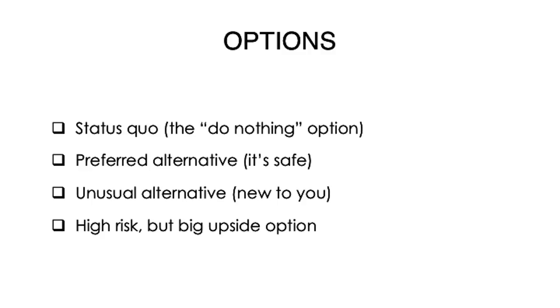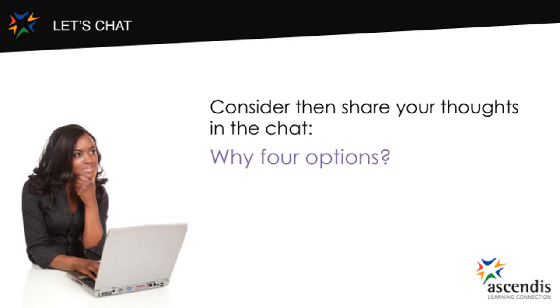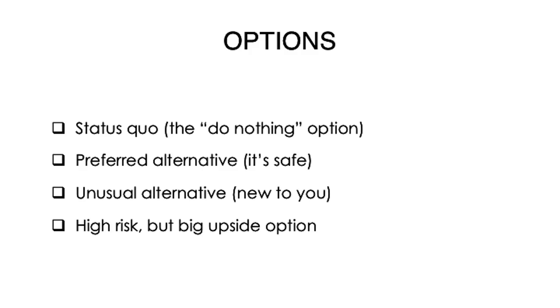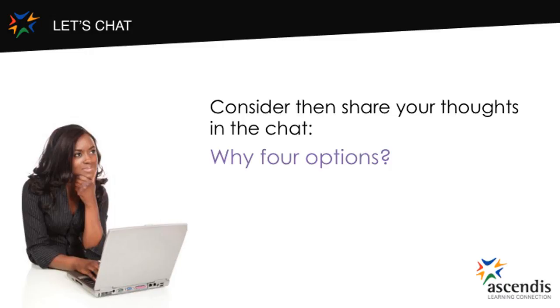So when we get to this piece, first of all, I'd like to get your point of view. I've given you four options, so I'll go back to it: status quo, preferred, unusual, or high risk. Why do you think I would want people to have four options? Would you throw some commentary into the chat, please, and let's see what you come up with.